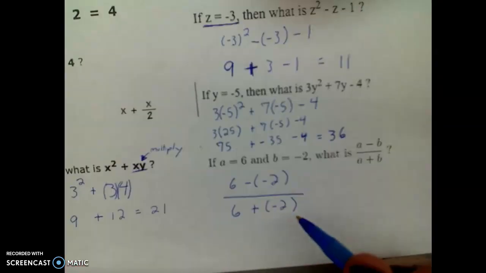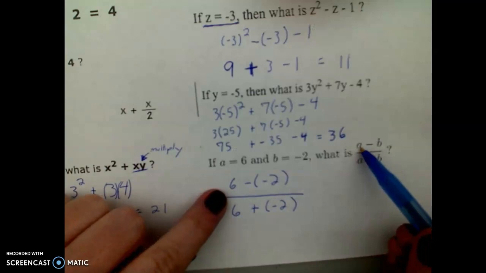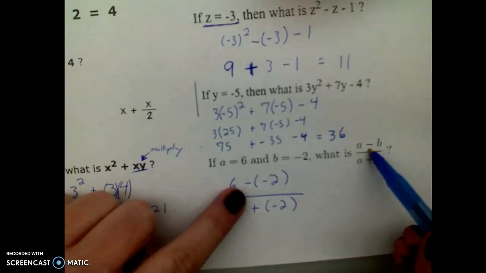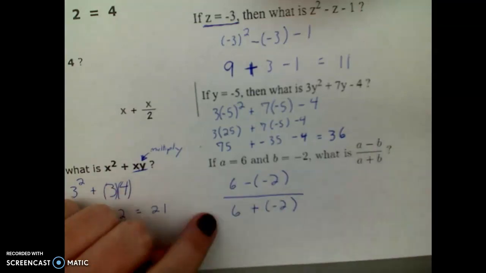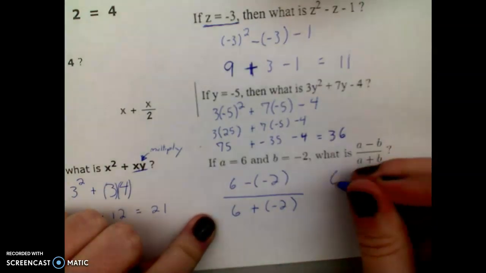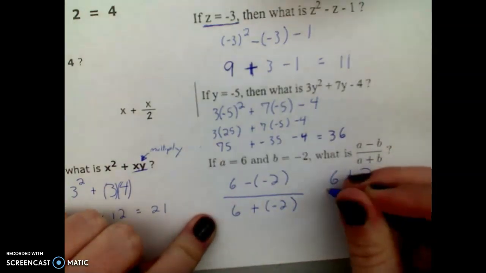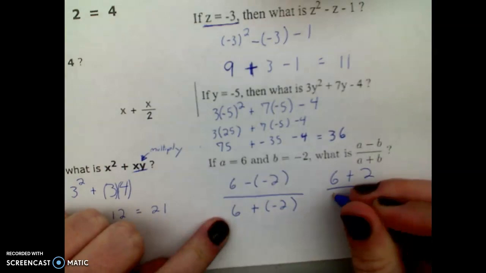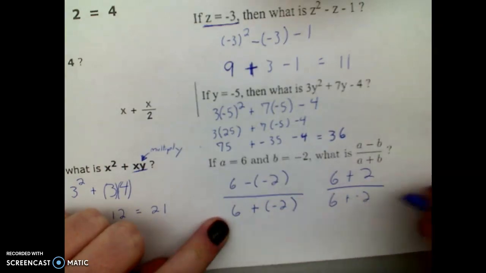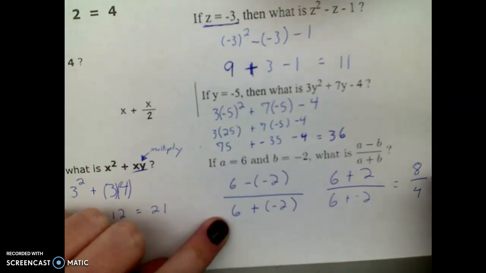Go! Okay, so I have it substituted. A was 6 minus negative 2. So that's 6 plus 2 over 6 and a negative 2, which is 8 over 4, which reduces to 2. Good job!